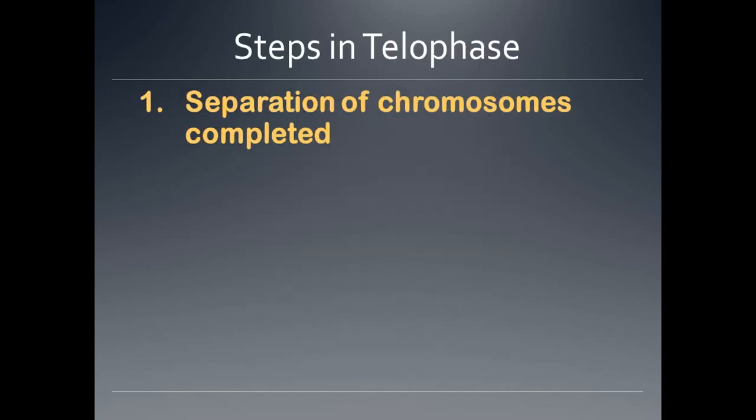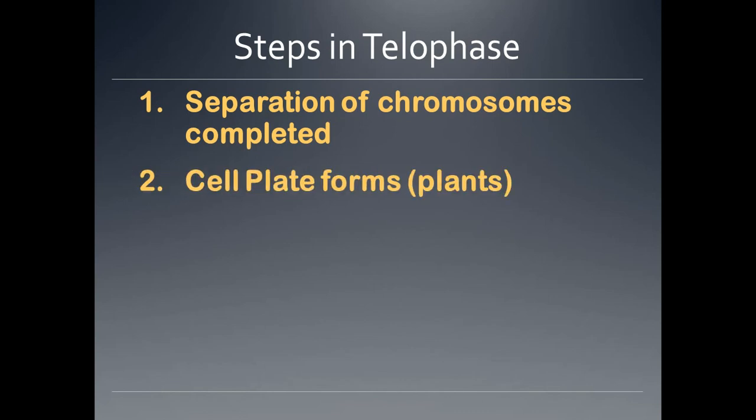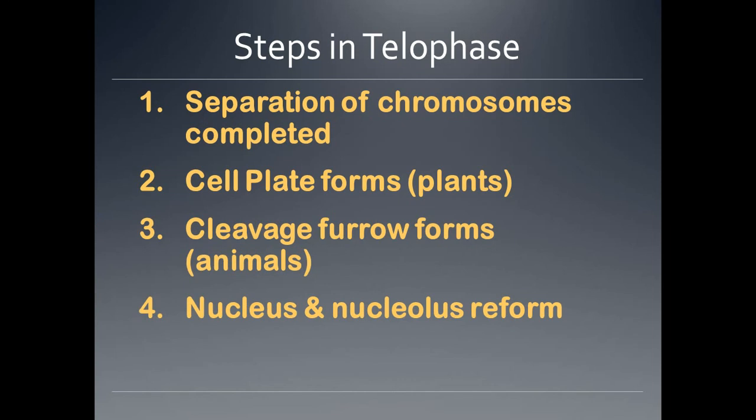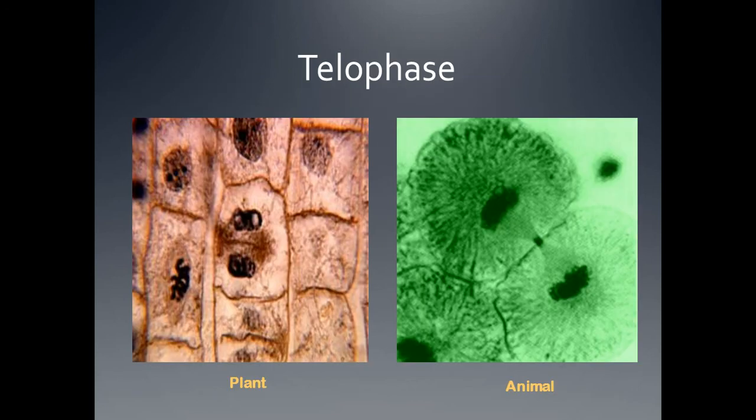The next step is telophase. Here's where everything kind of gets finished. The chromosomes get completely separated, and in plants, something called a cell plate forms in between. In animals, it's called a cleavage furrow. And then the nucleus and the nucleolus reform around that DNA that has been pulled to the end. And then the chromosomes uncoil, they unwind. This is a plant cell, that's that plate, and here's the cleavage furrow in the animal cell.